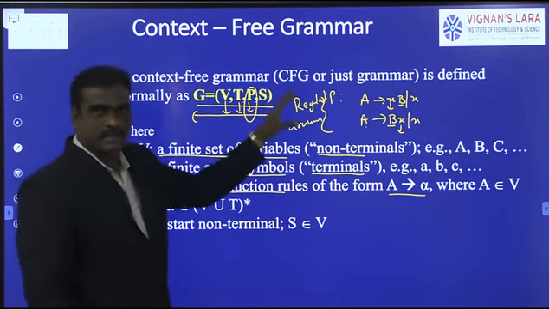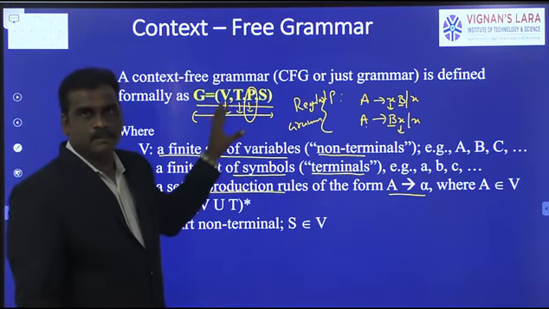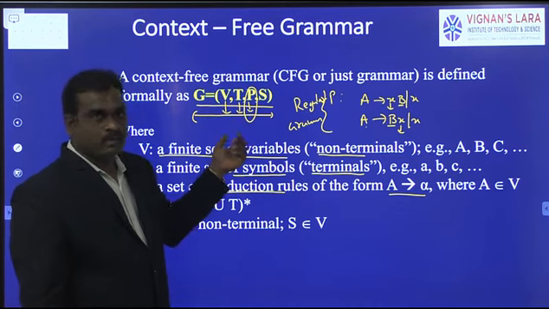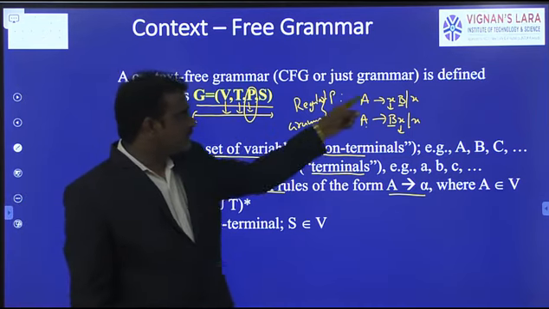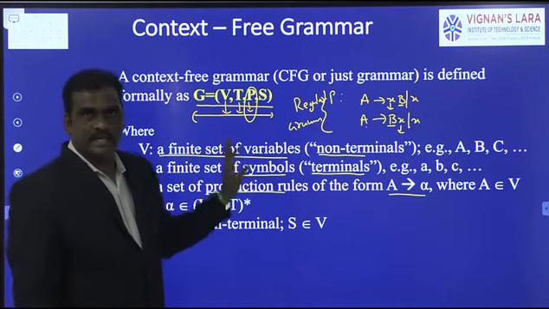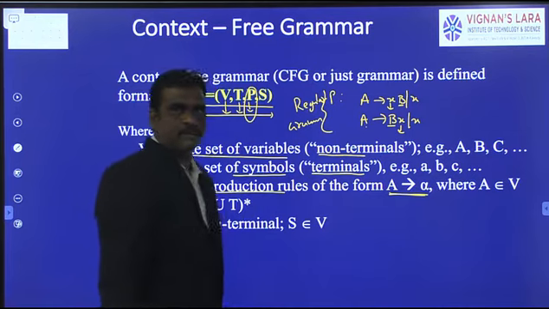But this is a context-free grammar. In a context-free grammar also the tuples are the same, G equal to V, T, P, S. The only difference is P. So this is the definition of P in regular grammar. Now the definition of P in context-free grammar is like this. It is of the form A to alpha.